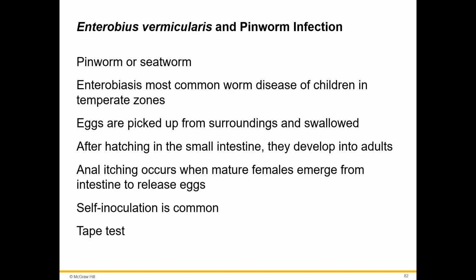Okay. Speaking of children, let's talk about pinworms, right? We've got Enterobius vermicularis, right? This causes a pinworm infection, right? Common name is pinworm. And so enterobiasis is most common with children, okay, especially in temperate zones. And so basically, right, eggs are picked up from the surroundings and swallowed. Once they're swallowed, they'll hatch in the small intestine and eventually develop into adults. And on their way out, they cause a lot of anal itching.